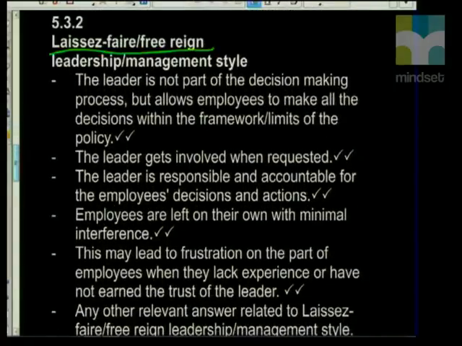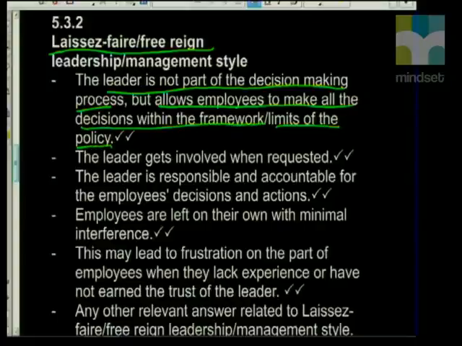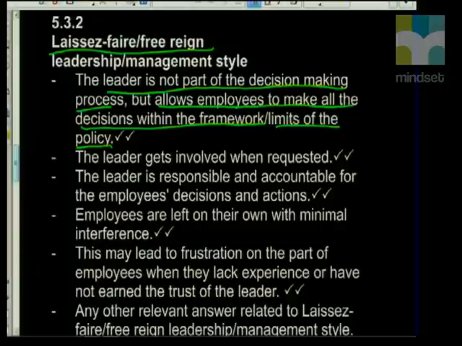Laissez-faire or free rein leadership. And, well, let's have a look at this. This is a lot more relaxed than autocratic, and this is also better suited for different situations. So the leader is not part of the decision-making process, but allows employees to make all the decisions within the framework or limits of the policy. So with free rein or laissez-faire leadership, it's about giving the power. It's about not even sharing power and authority. It's about giving it over almost. And again, advantages, disadvantages. Let's have a look at the next one.